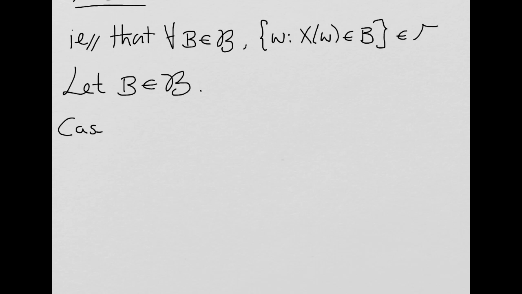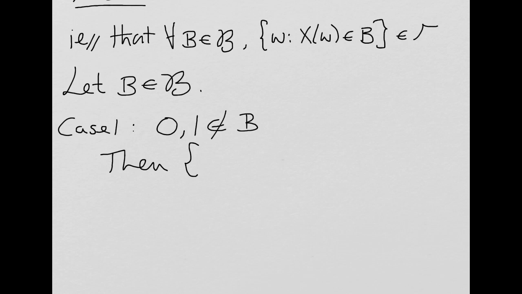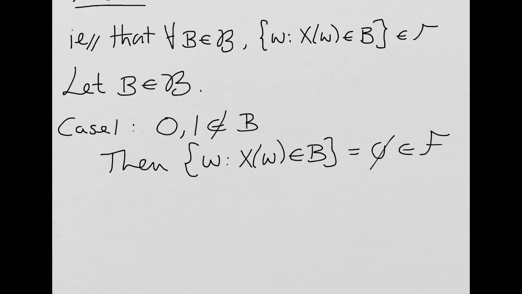So the first case is that 0 and 1 are not contained in the set B. Then the sets that are of interest, well, which outcomes are mapped by X into the set B? Well, X only maps outcomes to the value 0 or 1. These are not contained in B, so this is the empty set, and of course, by definition, that's contained in F.